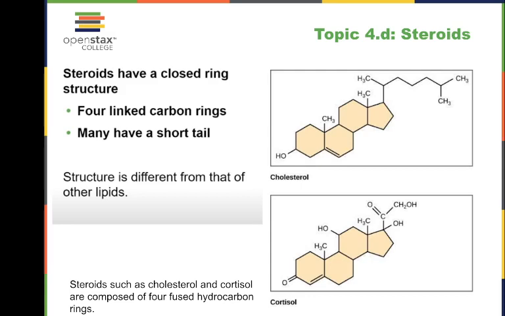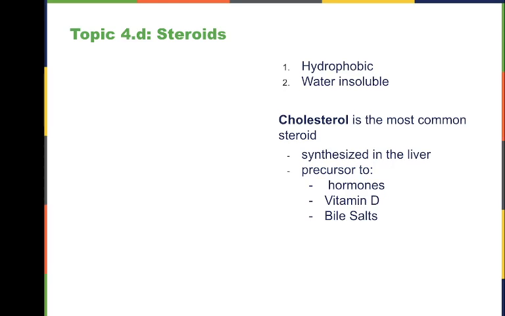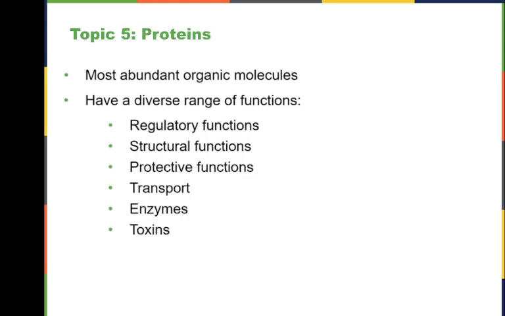The structure is different from that of other lipids, but it still shares those common properties of hydrophobic in nature. Similar to the other lipids we've discussed in this lecture, steroids are also hydrophobic and water insoluble. Cholesterol is the most common type of steroid, and it is typically embedded into the plasma membrane of cells. Cholesterol is synthesized in the liver of humans, and it is a precursor to many important things throughout the body, including hormones, vitamin D, and bile salts.